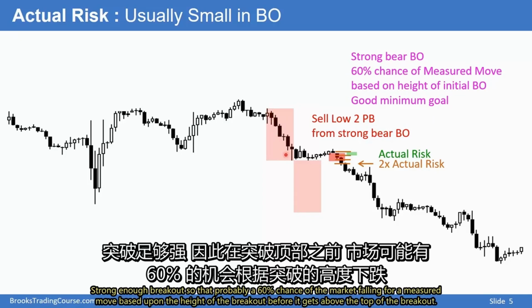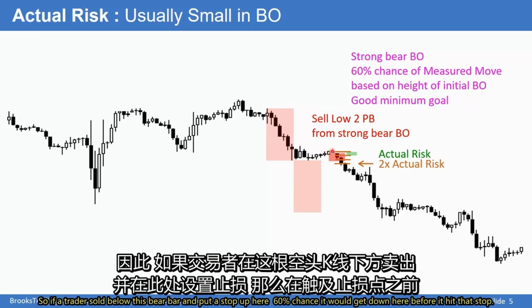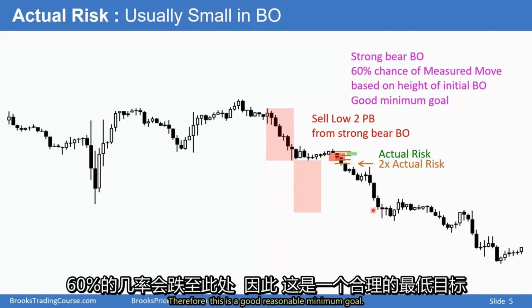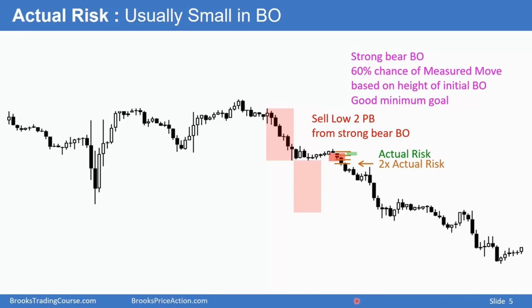Strong enough breakout so that probably a 60% chance of the market falling for a measured move based upon the height of the breakout before it gets above the top of the breakout. So if a trader sold below this bear bar and put a stop up here, 60% chance it would get down here before it hit that stop. Therefore, this is a good, reasonable minimum goal.